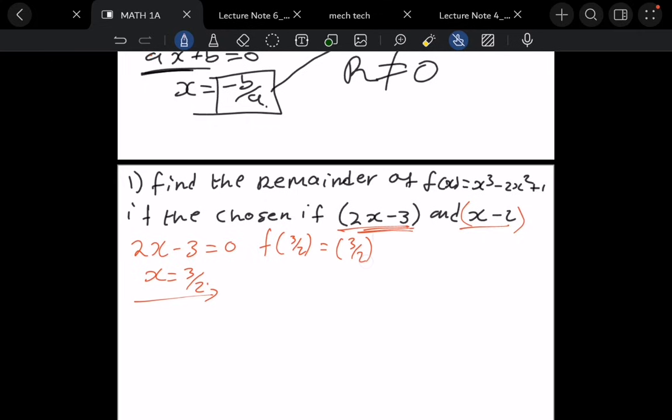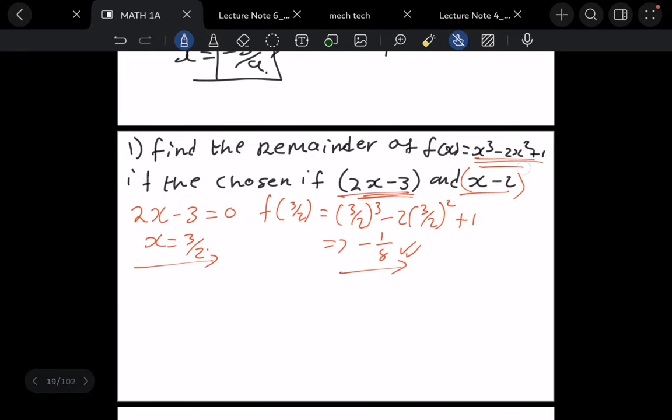So I'm going to have 3 over 2 cubed minus 2 times 3 over 2 squared plus 1. Punch it in your calculator, you will have a remainder. The answer is going to be negative 1 over 8. So the remainder of this f of x, when the factor is 2x minus 3, is going to be what? Minus 1 over 8. Now let us find the remainder of this expression when the factor is x minus 2.